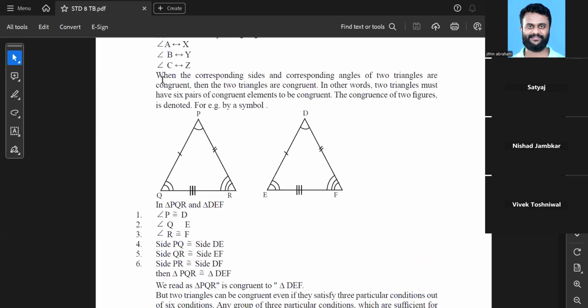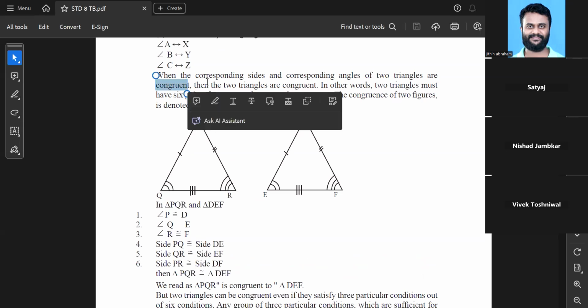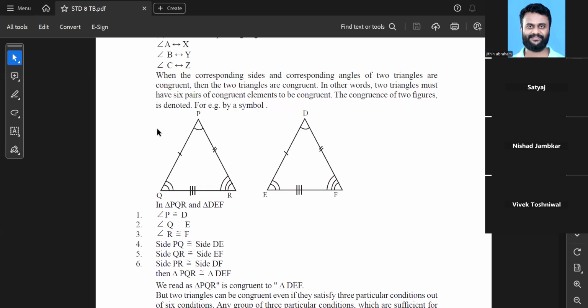Now, when the corresponding sides and corresponding angles of two triangles are congruent, now we are going to speak about congruent. What is the meaning of congruent? Congruent means same. Okay. Congruent means same. Okay. Or agreeing with.